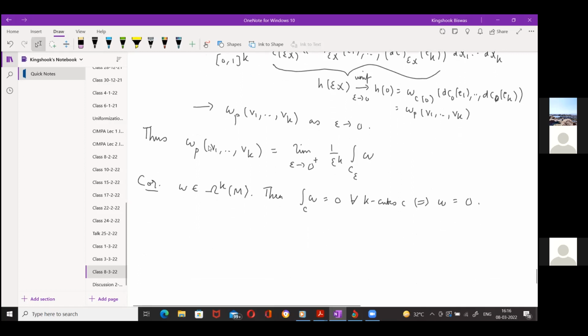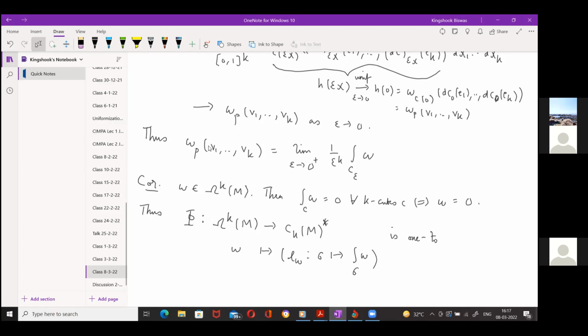So thus the map phi from Omega^k(M) to the cochains C^k(M) star, omega maps to L omega, which is the linear map on k-chains. Sigma maps to the integral of omega over sigma. This is one-to-one. Is this clear? Because its kernel is trivial.